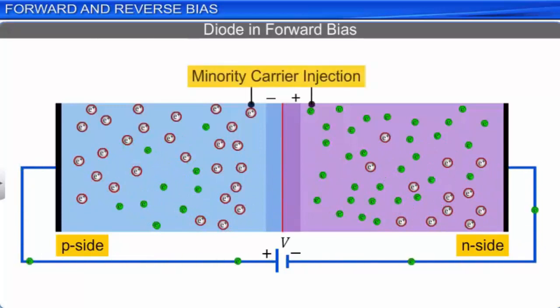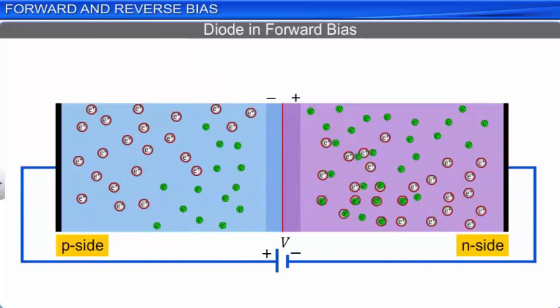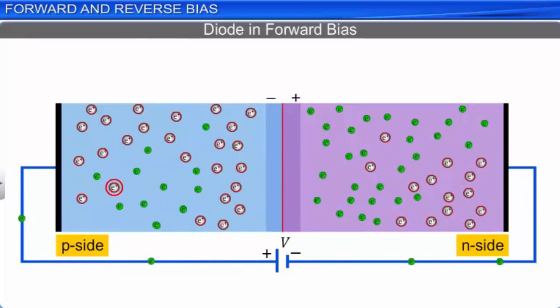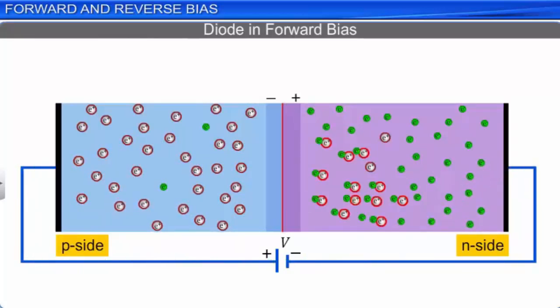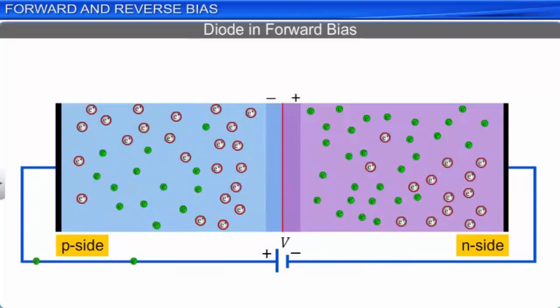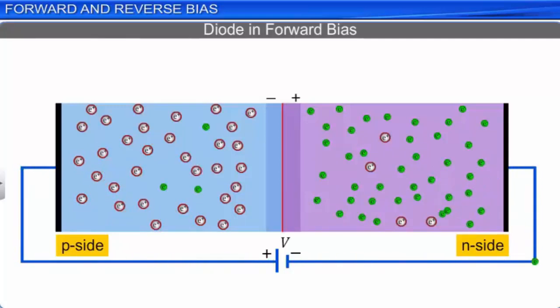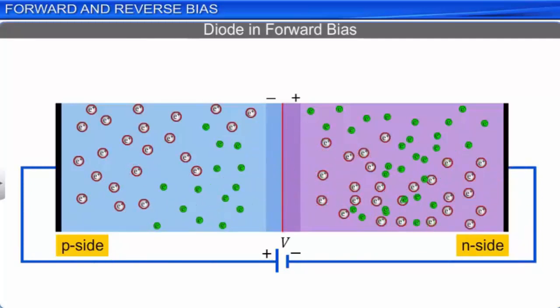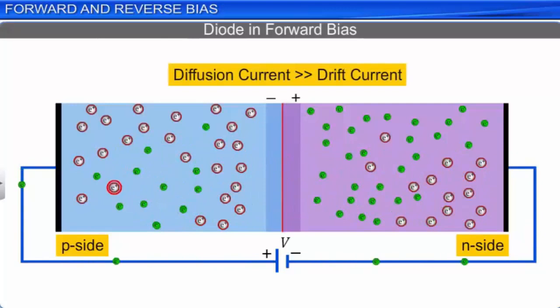As a result of the minority carrier injection in a forward biased diode, the diffusion current increases much above its equilibrium value. But the drift current remains almost unaffected since the rate of formation of electron-hole pairs is almost constant and is independent of the electric field applied by the battery. Thus, the diffusion current exceeds the drift current, and a net current flows from the P side to the N side in a forward-biased diode.